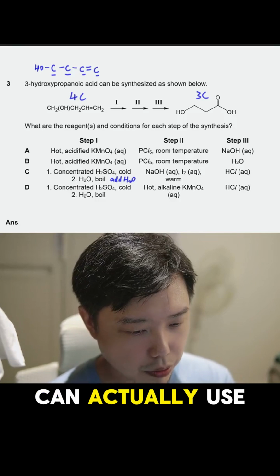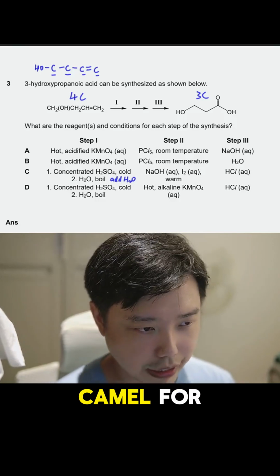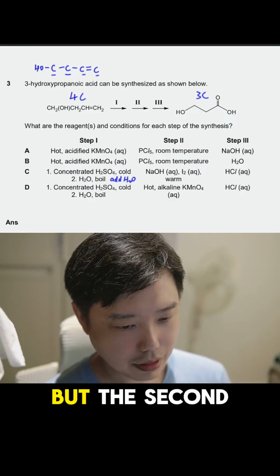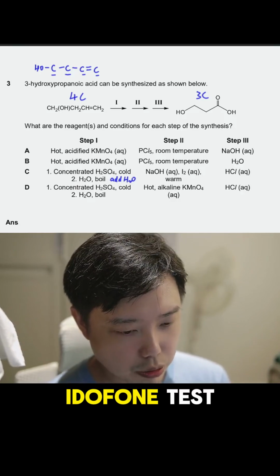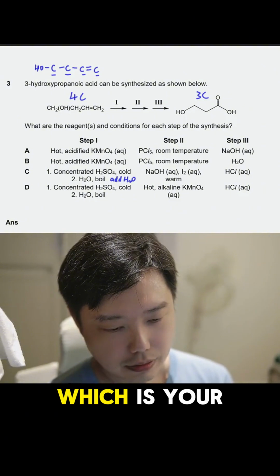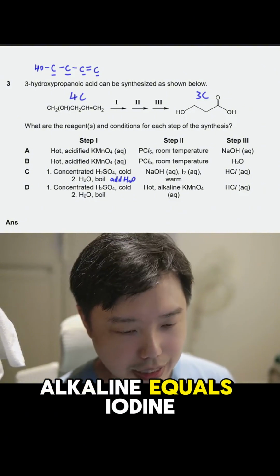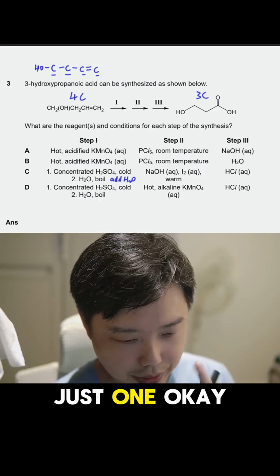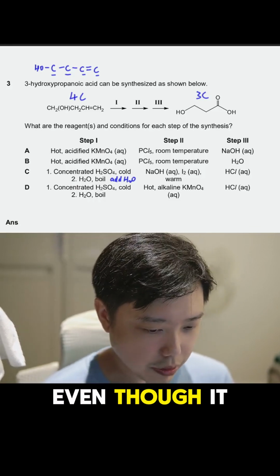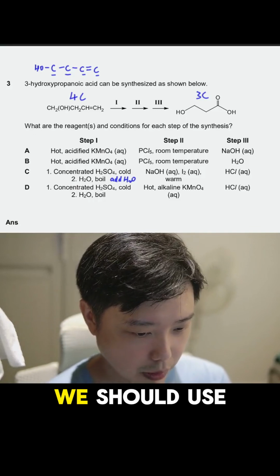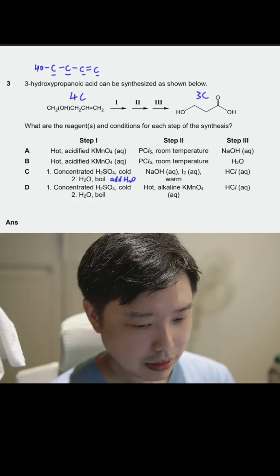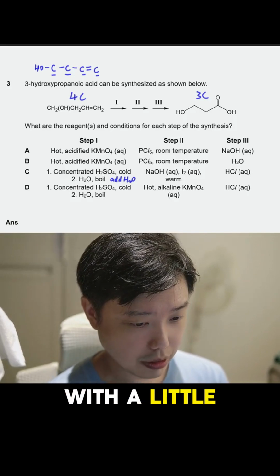First way, you can use the hot acidified KMnO4, which is the first thing that jumps into a lot of students' minds. But the second thing is you can use your iodoform test, which is your alkaline aqueous iodine, and then you chop off 1 carbon, just 1. So this question, even though it looks like we should use the KMnO4 to chop off the last carbon, presents us with a little bit of a problem.